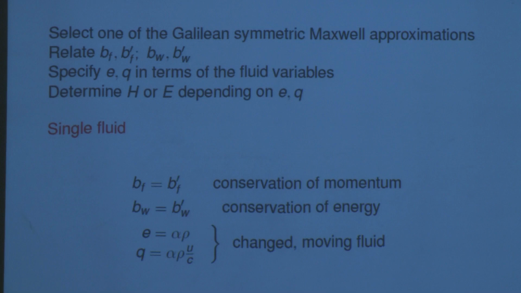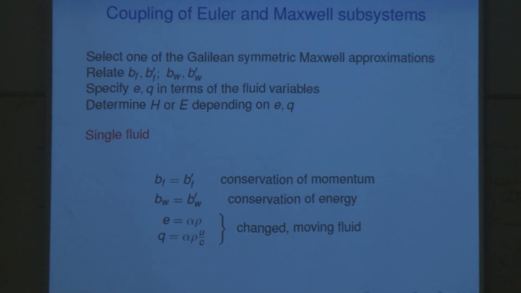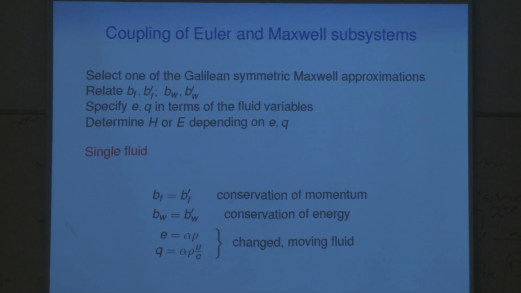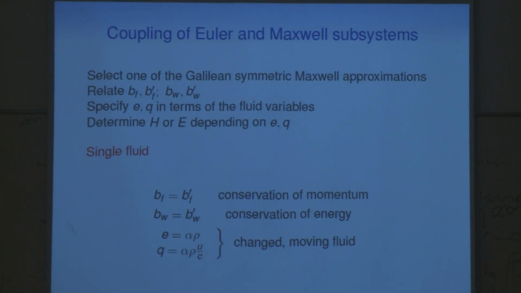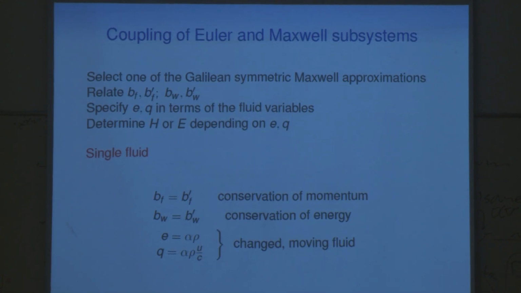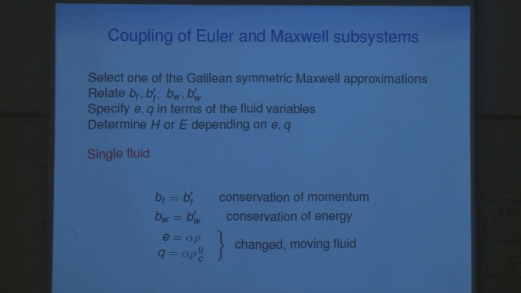Now we'd like to couple one of these Maxwell approximations with the compressible Euler subsystems and obtain models. The procedure for doing that is easy enough. You select which of the Maxwell approximations you wish to use on the basis of what you are willing to neglect. You relate the force and work of the magnetic field on the fluid or fluids in order to conserve energy and momentum. You specify the net charge and current densities in terms of the fluid variables, and then you have to have an algorithm for the missing electromagnetic field component, depending on what you've done.